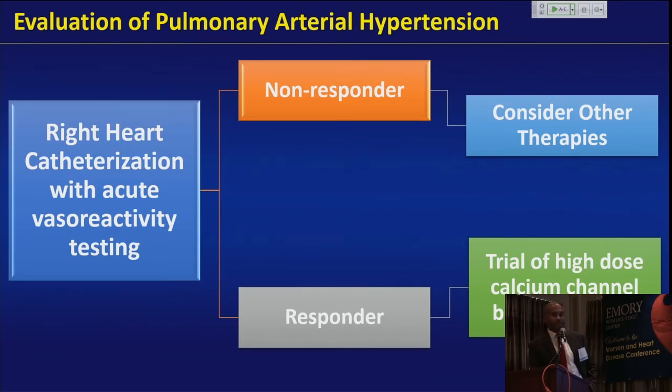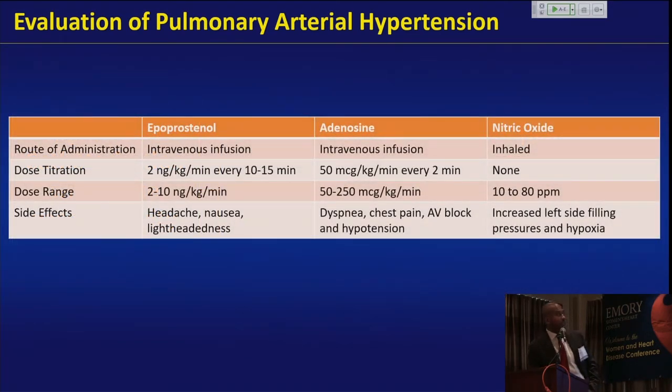What we usually do in the cath lab is, once we identify PAH, we do a vasoreactivity challenge where we give potent pulmonary vasodilators and see if these patients respond to that challenge or not. If they are responders, these patients usually respond very well and have a very good prognosis. And they are usually trialed on high-dose calcium channel blockers, nifedipine, amlodipine, and so on. However, those that are non-responders, that does not mean that they are not treatable. That means that calcium channel blockers cannot be used in this situation, and they need other modalities of treatment.